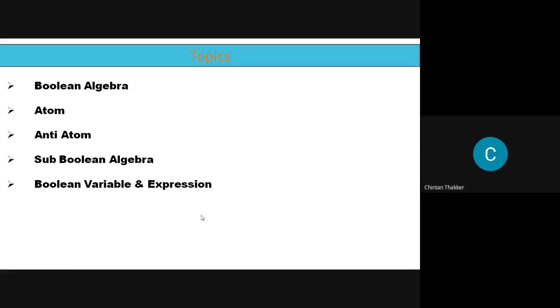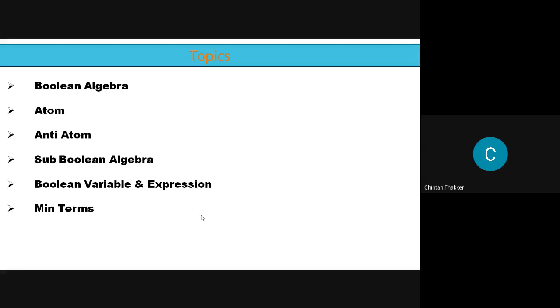Next, we have the Boolean variables and expression. We have used this Boolean expression in many software languages. So next, we will discuss this topic also, Boolean expression and Boolean variable.